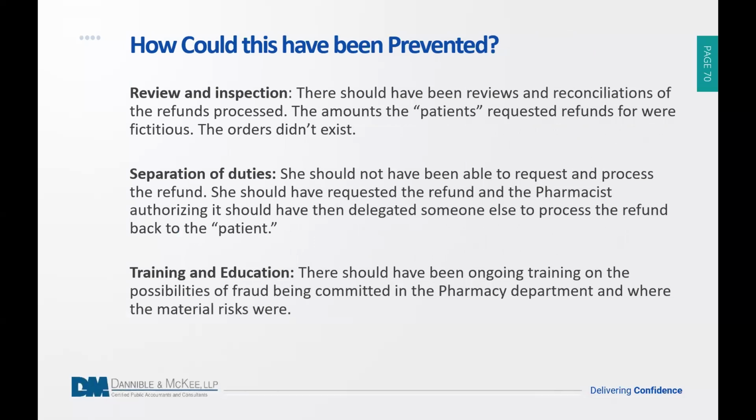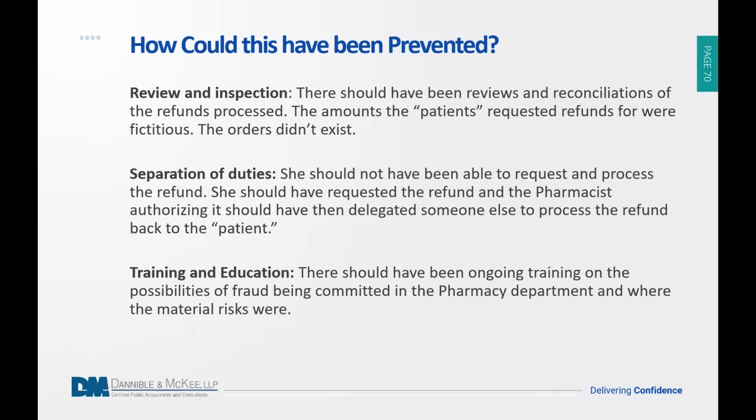Review and inspection. There should have been reviews and reconciliations of the refunds process. The amounts these fictitious patients were requesting for refunds, they were fictitious. The orders didn't exist. So you would think one of the pharmacists would have noticed that at one point if they looked into the order to say, okay, let's pull up the order. Let's take a look. When was it issued? What was the problem with it? Why did they need a refund? No, they were just signing off on it and giving it back to the pharmacy tech, assuming she had handled everything. Separation of duties.